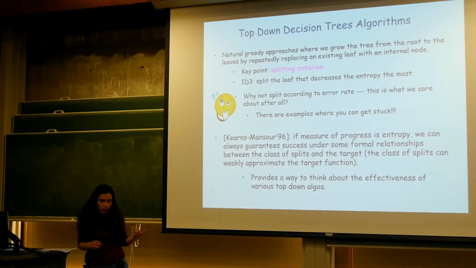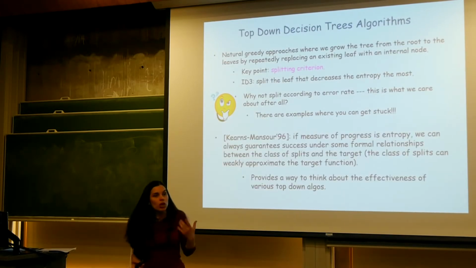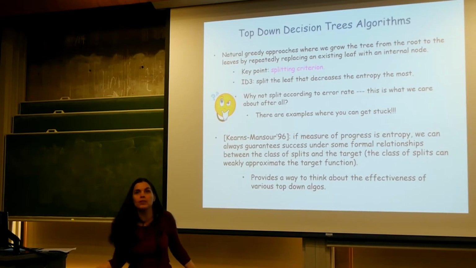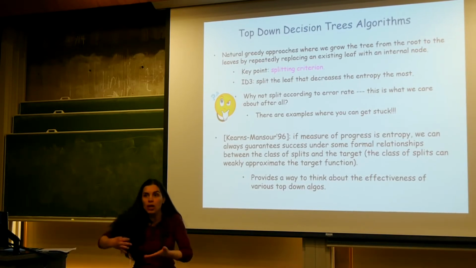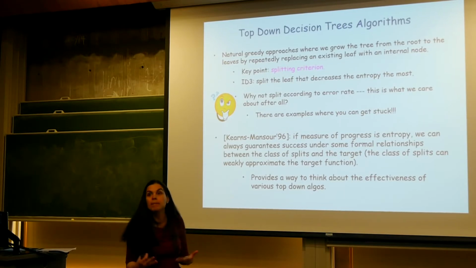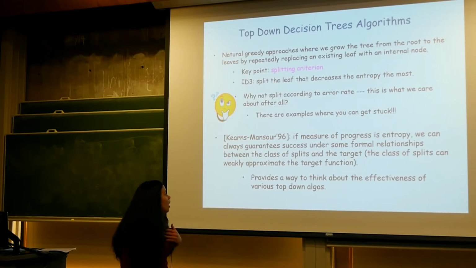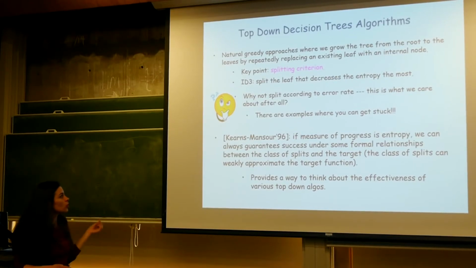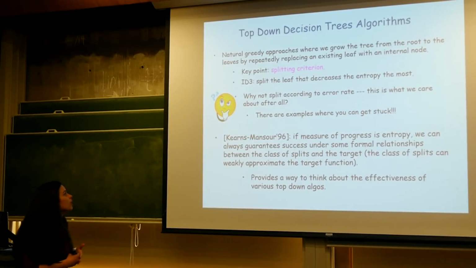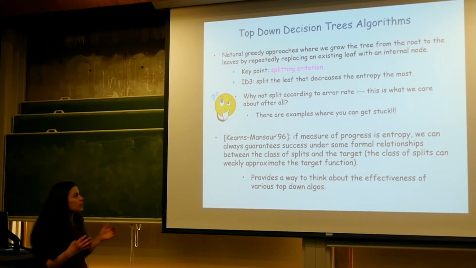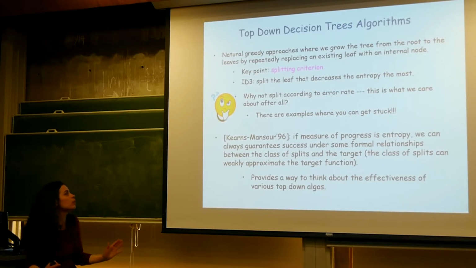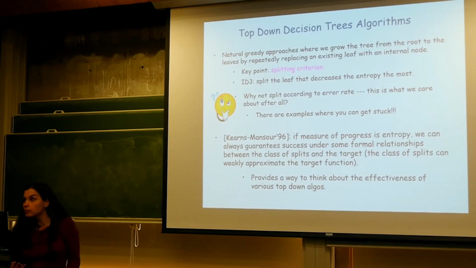And it turns out, even more interestingly, you can show that for a broad class of problems, trying to use the entropy as a local measure of progress is a good idea. In particular, there is a beautiful result by Kearns and Mansour that shows that if the measure of progress is entropy, then we can always guarantee success of our algorithm under some formal relationships between the class of splits and the target function.